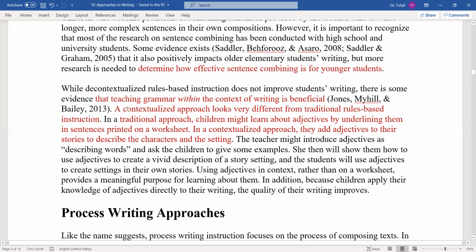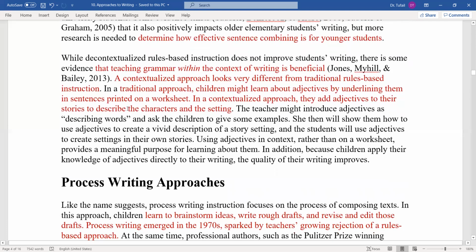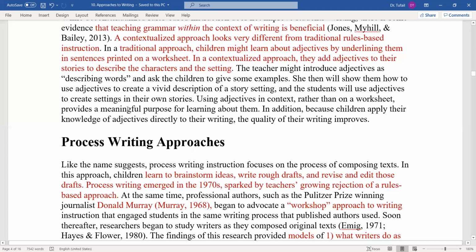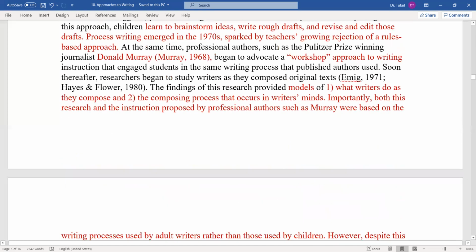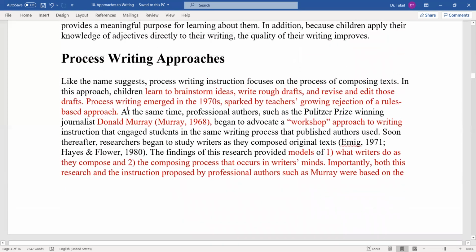So this approach was later on replaced, or another approach came into practice, what we call the process approach. This is completely different from the rule-based approach. In this approach, students were invited to learn; children learn to brainstorm their ideas, then write their rough drafts, and revise and edit those drafts.